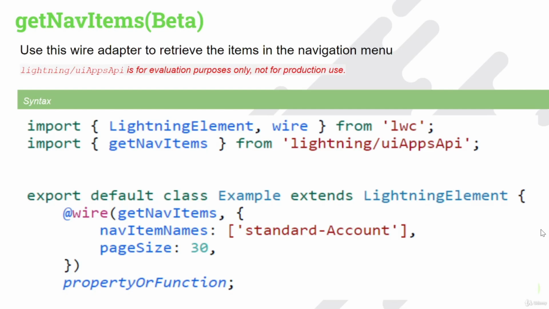So syntax is similar. We import the wire from an LWC module, then we import the get nav items from the UI apps API module, and we just pass it. We'll have two adapter configurations. Nav item names is optional, but if you want only the details of a navigation menu of standard account, so you can get that. You can set the page size as well. So let's see how it works.